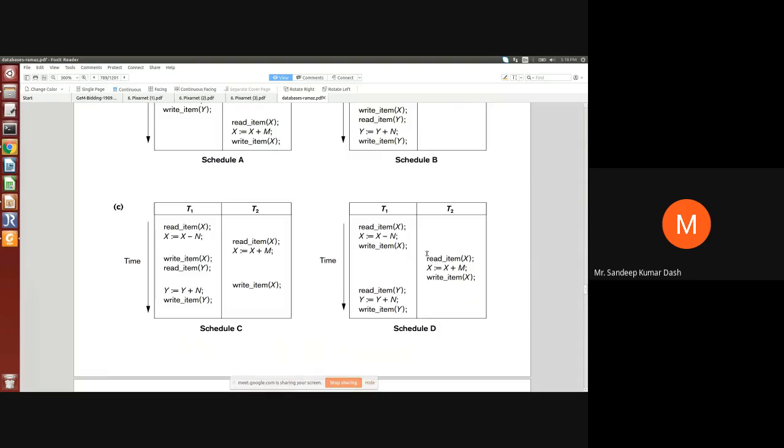Conflict means there are operations in two transactions where one involves write and the other involves read. Here X is a data item where T1 is writing, and after that T2 is reading that data item. Then X is getting written by T2, and further nothing is there.